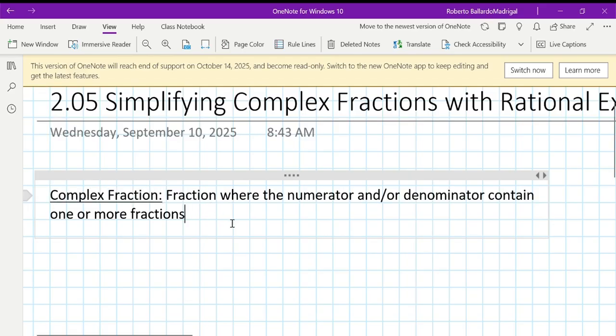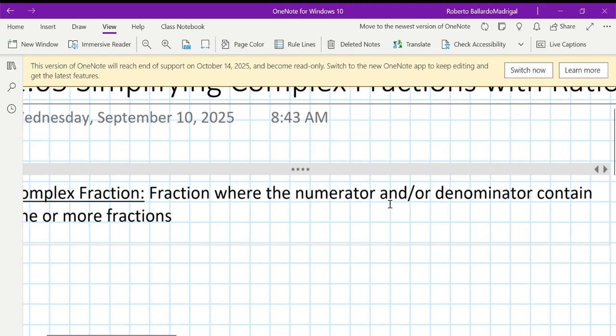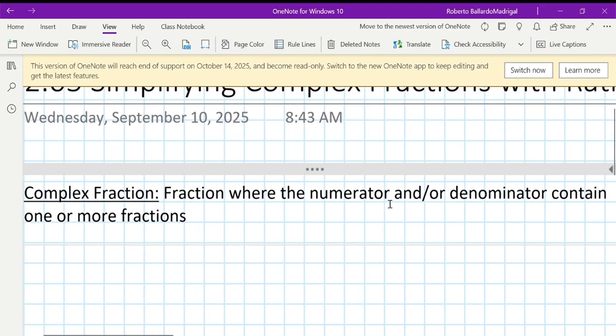which can be quite difficult because how do you do a fraction when it's inside of another fraction? Like, how does that work? Well, we're going to find out today. Go ahead and write this down, and then I'll show you an example in just a second. You can just follow along.